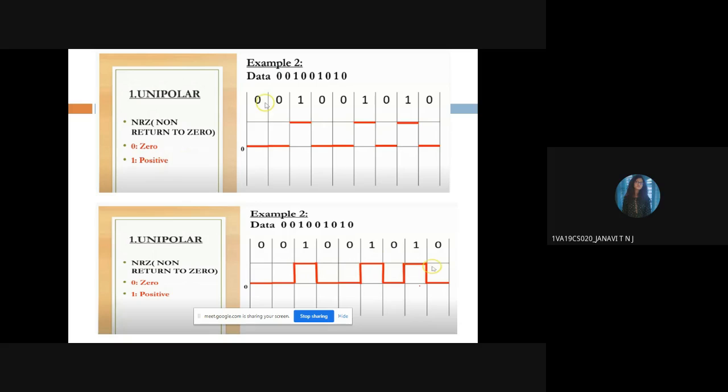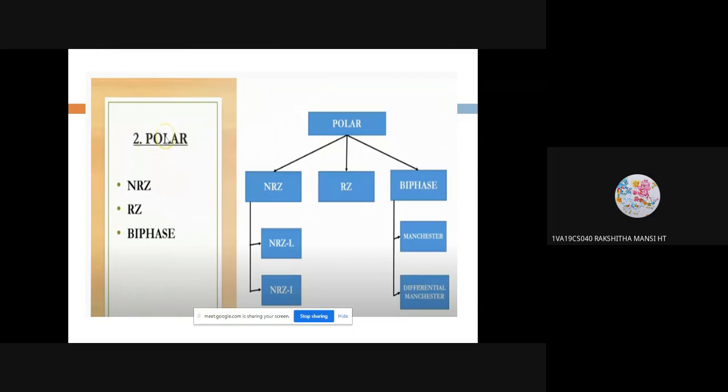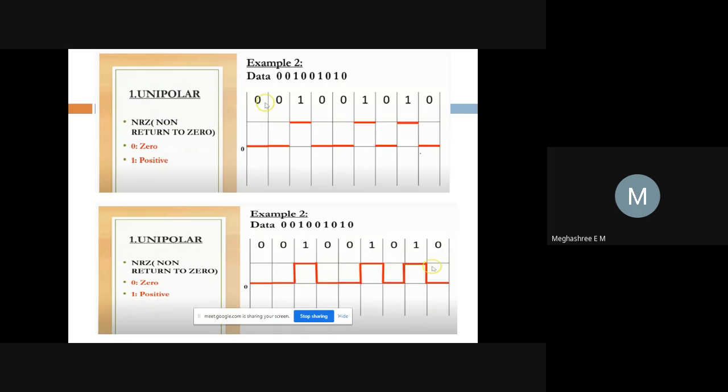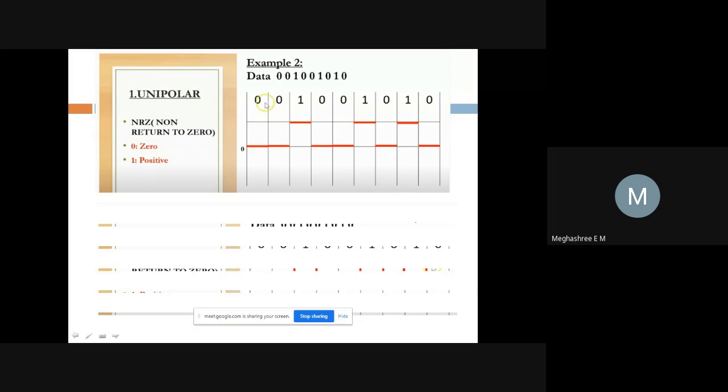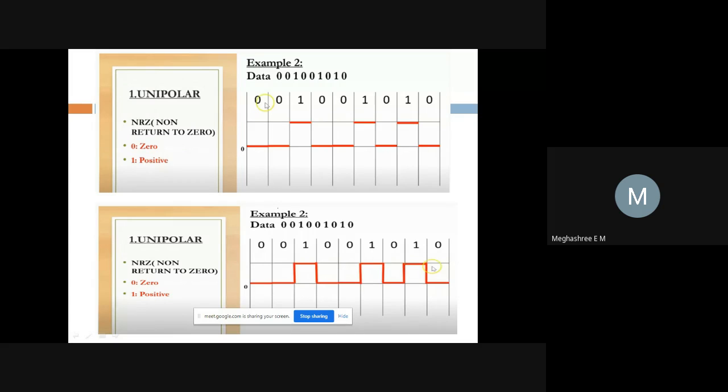Yes, ma'am. Ma'am, should we draw both the diagrams? No, you only need to draw the final one. For this data, you just draw this part, that means this final one. This is what I have considered for explanation purposes. Okay.